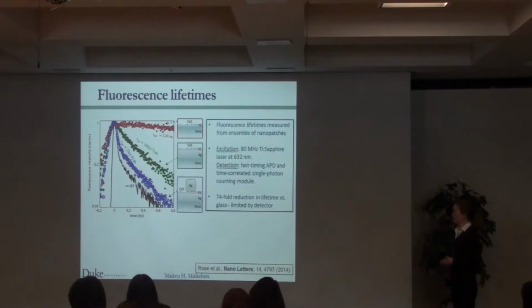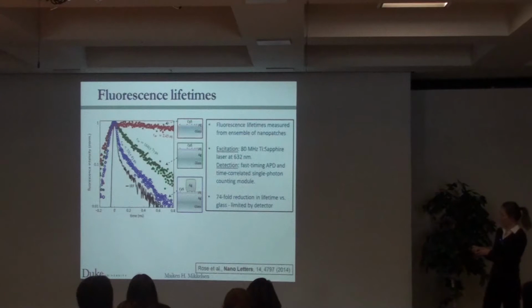To get a little more insight into what's going on, here we can also measure the fluorescence lifetimes. The fluorescence lifetime of our dyes with the same spacer layer on glass here is about 2.5 nanoseconds. When we put these same dyes into our nanopatch antennas, the shortest component of the lifetime is less than 33 picoseconds, which is limited by the instrument response.